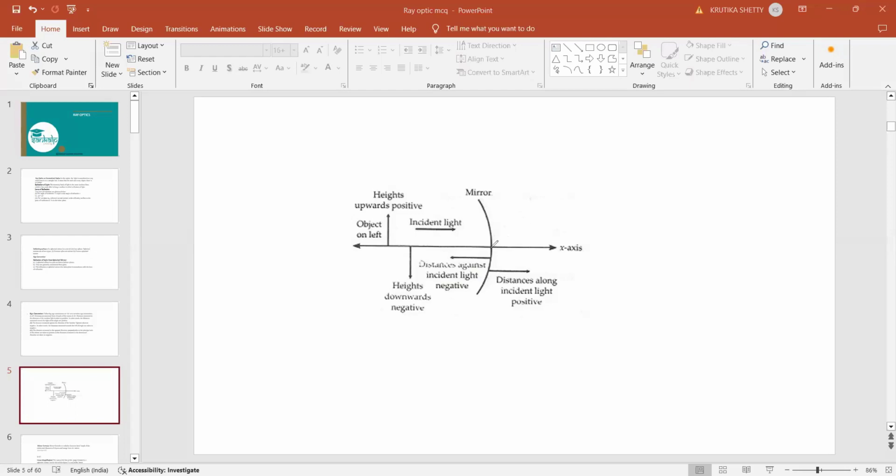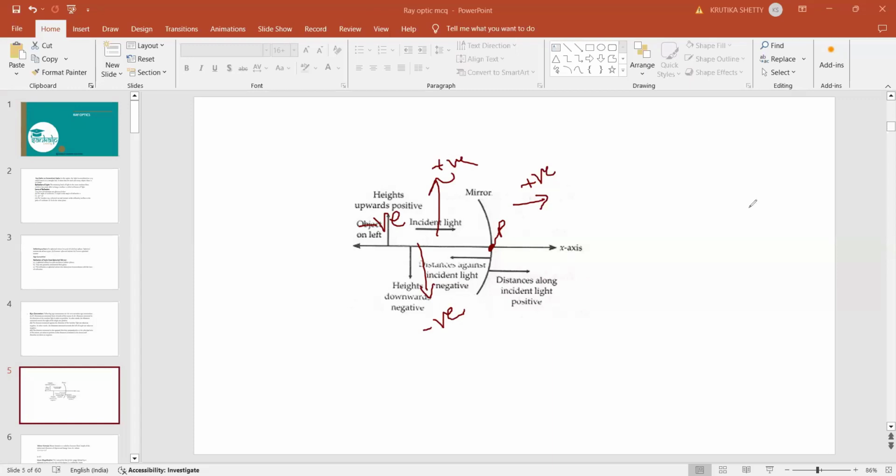So if you consider this as a mirror, this is the pole. All the measurements are done from the pole. The right side measurements are taken as positive. The left side measurements are taken as negative. The above measurements are taken as positive. The below measurements are taken as negative. Okay, so these points we have discussed.